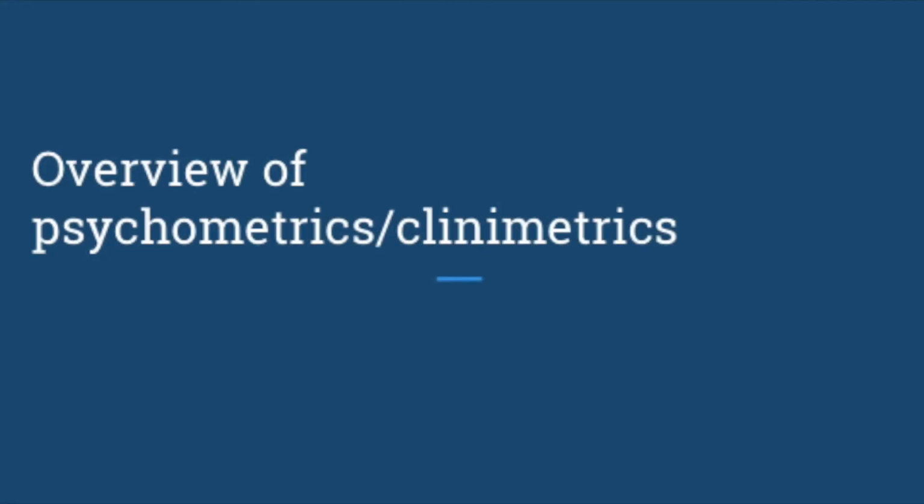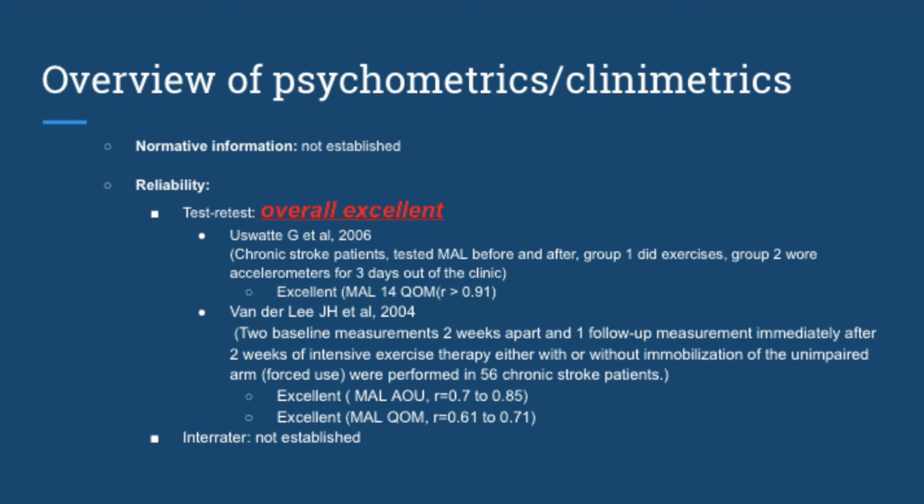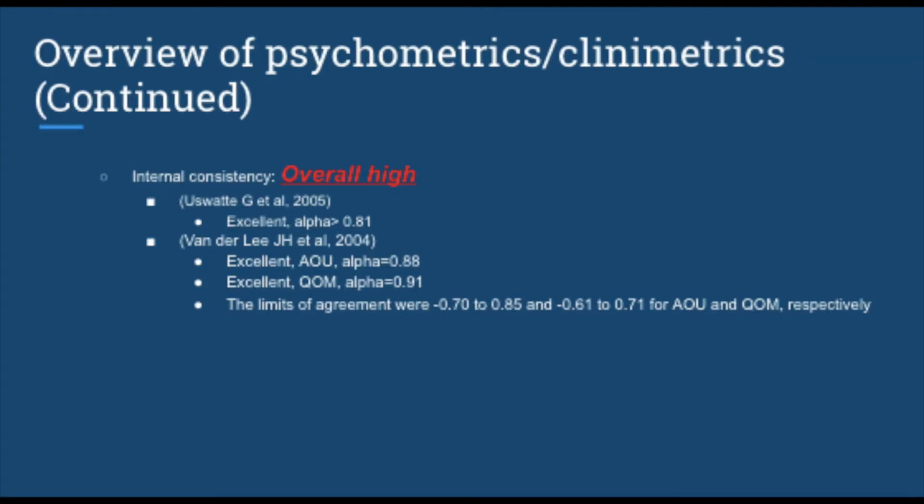All right, so now we're going to discuss the psychometrics or clinometrics of this outcome measure. Normative information is not established. However, reliability, specifically test-retest reliability, was overall excellent, with the how well scale having a reliability falling between 0.6, which is a questionable reliability, to 0.9, which is an excellent reliability, and the amount scale having a reliability falling between 0.7 and 0.85, which is an acceptable and good reliability, respectively. Inter-rater reliability is not established. Internal consistency was overall high. The amount scale had an excellent consistency of 0.8 to 0.88, and the how well scale had an excellent consistency of 0.91.